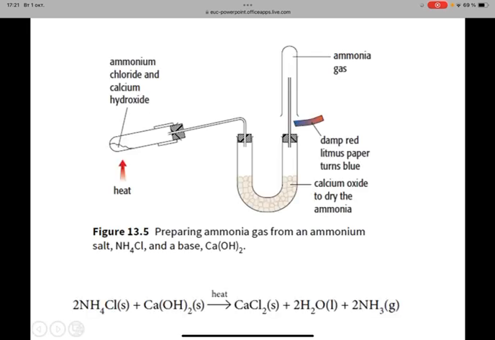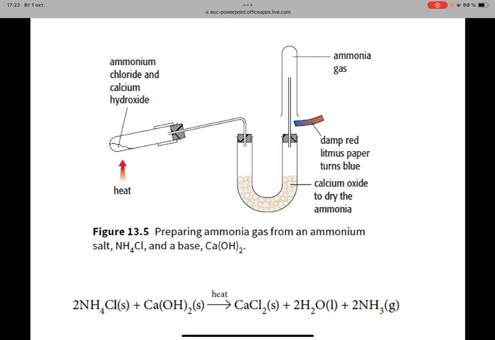And how is ammonia obtained in the laboratory? We put ammonium chloride and calcium hydroxide in the test tube and heat, and we use calcium oxide to dry the ammonia, and we can check with damp red litmus paper, which turns blue.